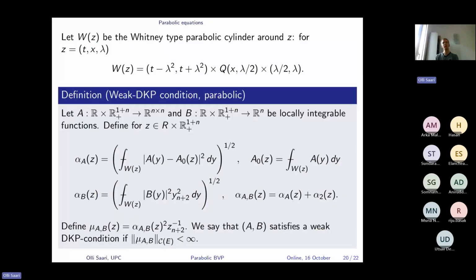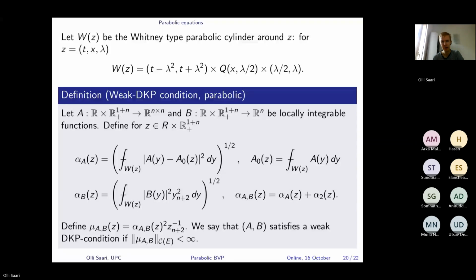Okay, and now we can again put the conditions on the matrix and the drift. This slide is slightly technical, and I think it's maybe not worth spending more time on it. Just the W in the first display is the Whitney region in the parabolic setting. So now in the time variable, we have the scaling, which is radius squared. We go back and forth. Then the middle factor is the cube at the boundary.